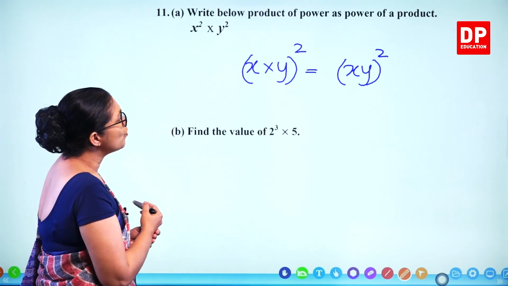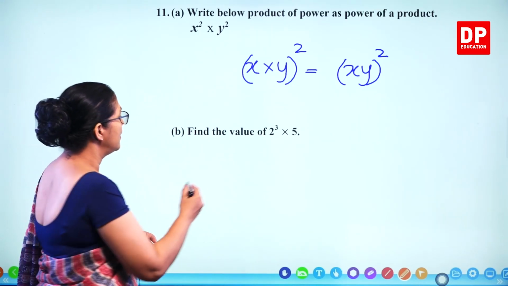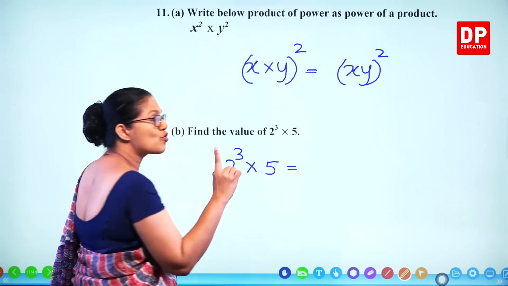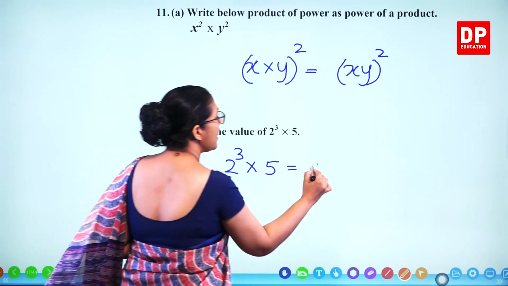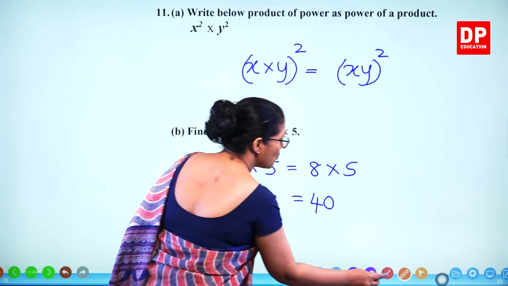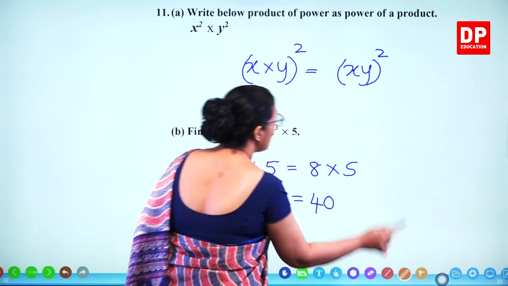Find the value of 2 to the power 3 into 5. So you can do separately. What is 2 to the power 3? 2 times 2 times 2. That's 8. 8 times 5, 40. So you get 2 marks, 1 each.